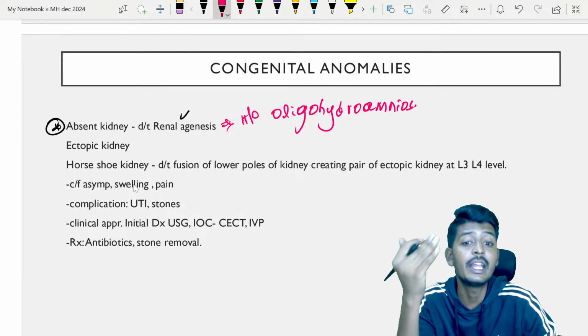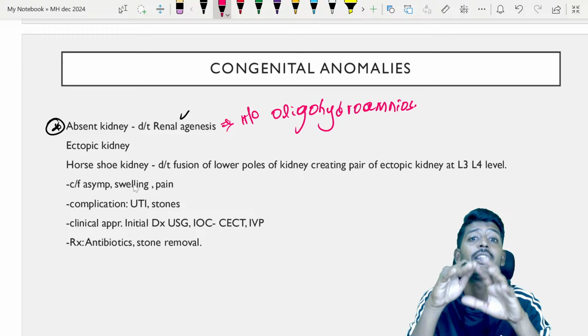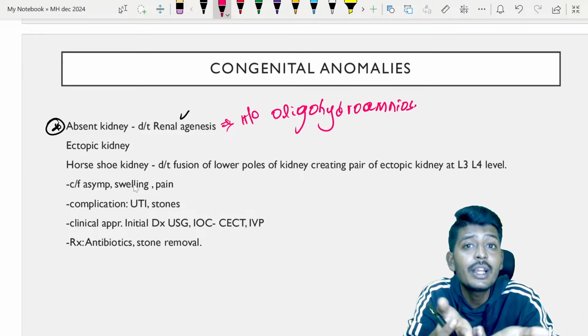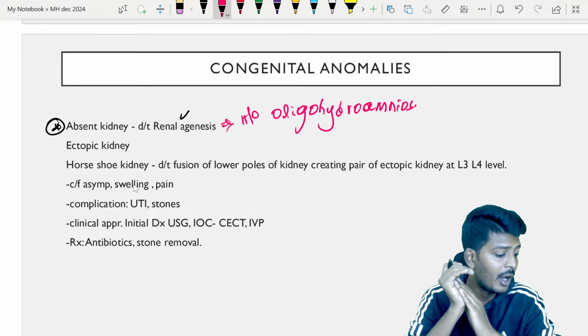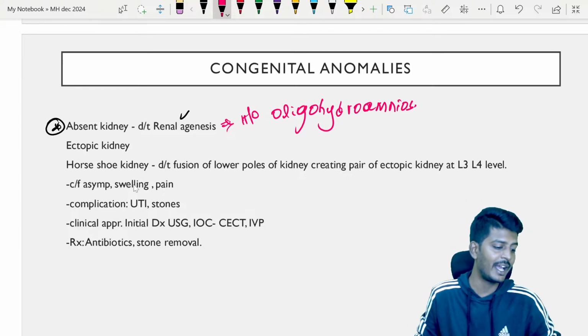If the kidney itself is not there, where will urine come from? No urine, no amniotic fluid, so there will be a history of oligohydramnios. Don't get confused.